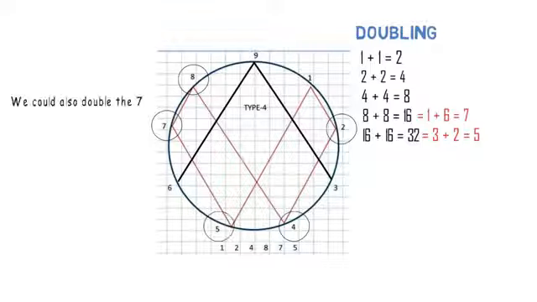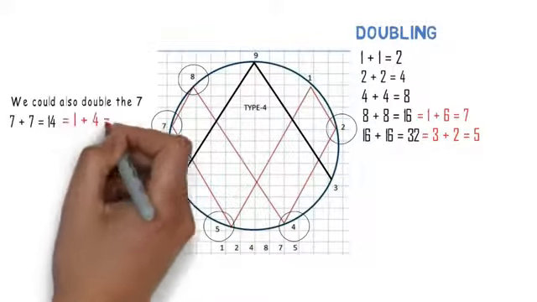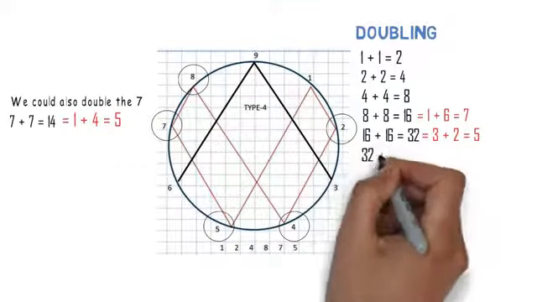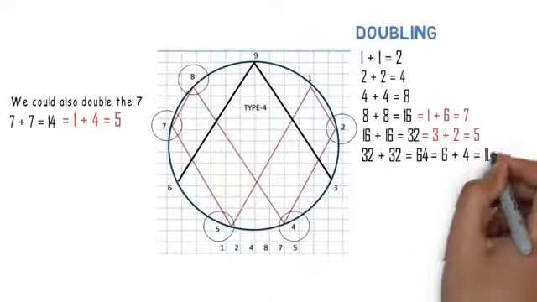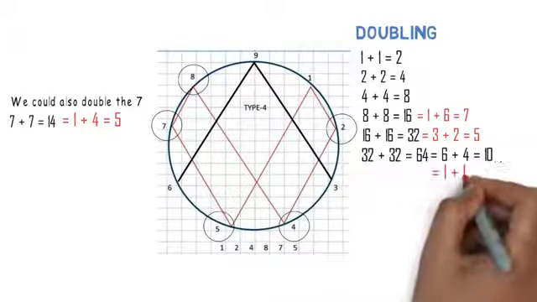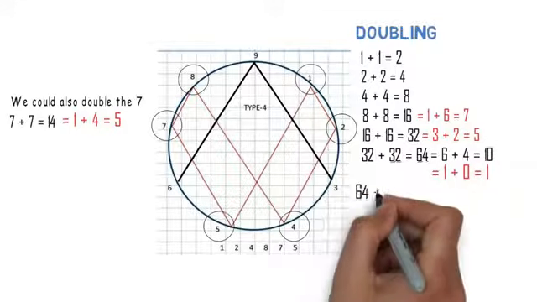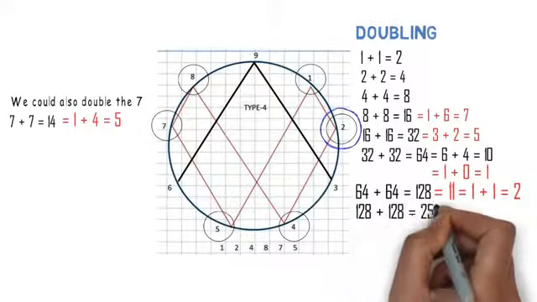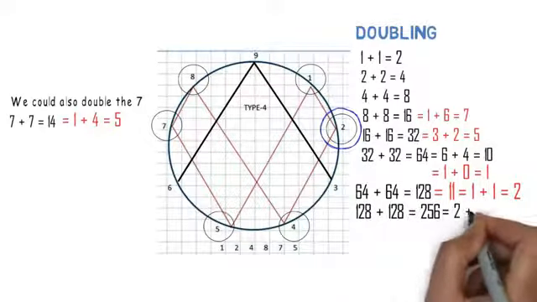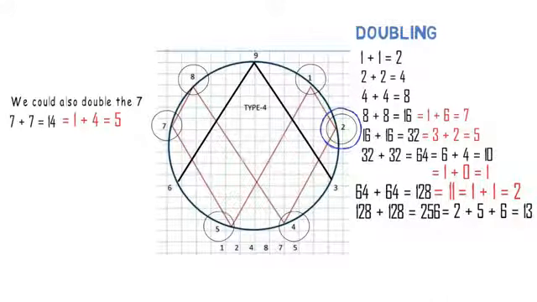We can also double the 7: 7 plus 7 equals 14, and 1 plus 4 is 5. Let's go back to 32. 32 doubled is 64. Bring me back up here to 1: 6 plus 4 equals 10, and 1 plus 0 equals 1. 64 doubled is 128. 8 plus 2 is 10, 10 plus 1 is 11, 1 plus 1 equals 2. 128 doubled is 256. Again 2 plus 5 equals 7, 7 plus 6 equals 13, then 1 plus 3 is 4.